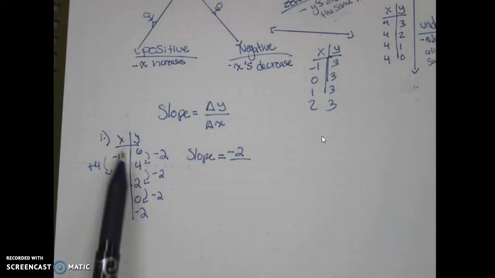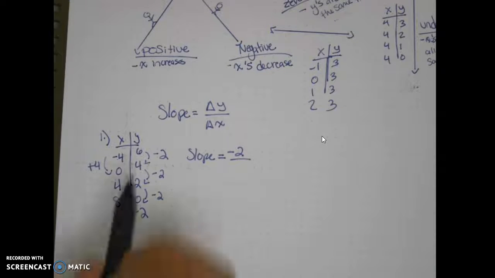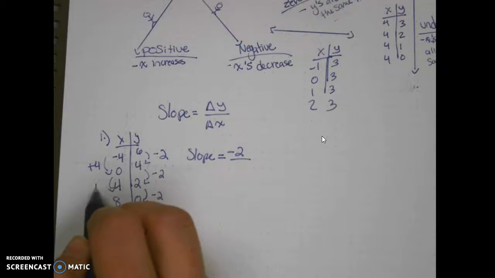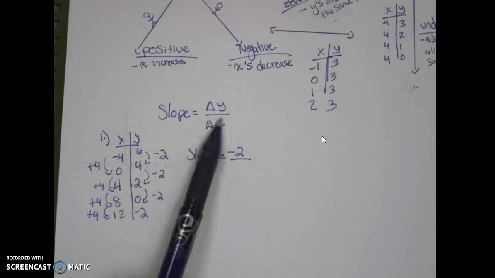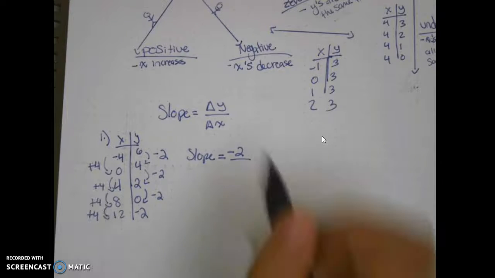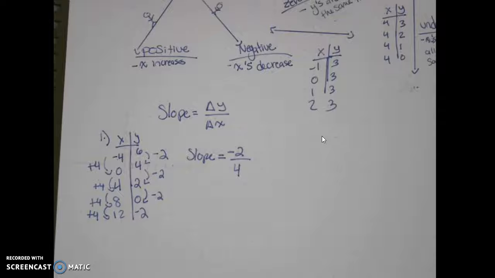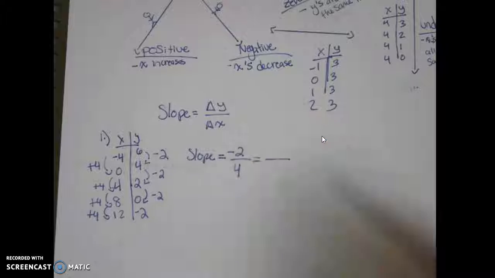If the negatives confuse you, you can skip this one for a second and verify that all the rest of these are +4, which they are. So my change in x is 4. If you can reduce this, 100% do. It's going to make your life a lot easier to graph it. The highest number that they both go into, I know, is 2.